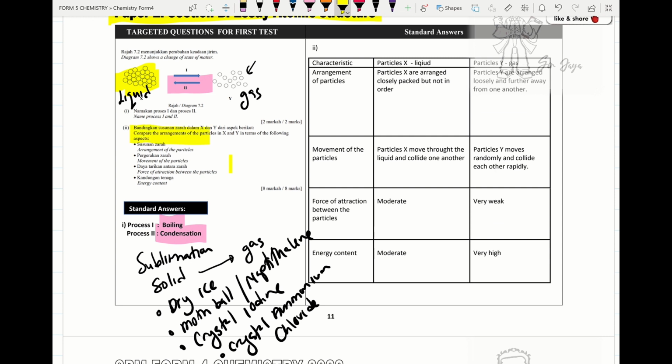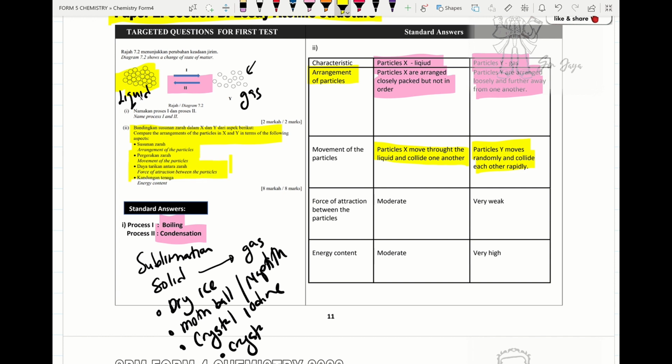They want us to compare the arrangement between particles X and Y in terms of the following aspects. First, they want us to determine the arrangement of the particles. So I try to do a table. I put the first point, arrangement of the particles. In the liquid state, particles are arranged closely packed but not in order. In gas, particle Y are arranged loosely and further away from one another. Next, they want the movement. The particles of X move throughout the liquid and collide with one another. Particle Y move randomly and collide with each other more rapidly.